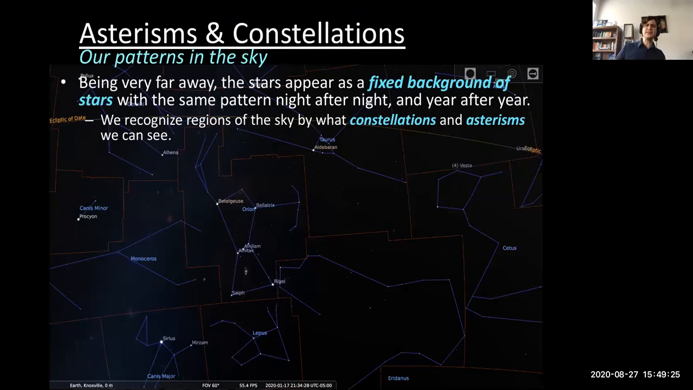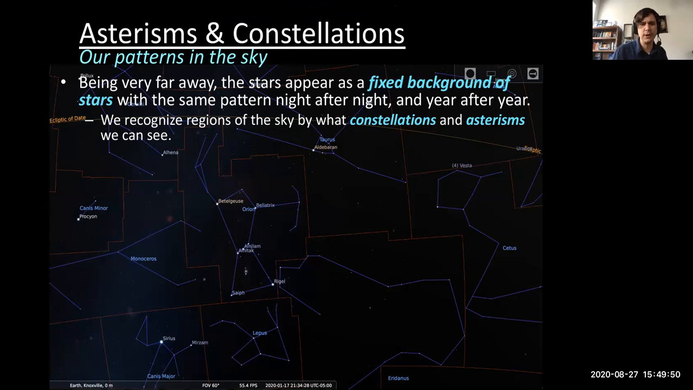And you heard me say some words in the previous slide: asterism, patterns in the sky. And you might be thinking, Dr. Lindsay, those are constellations. We refer to patterns of stars in the sky as constellations. But constellations are different. So I want to talk to you a little bit about the patterns that we see in the sky, our constellations and our asterisms.